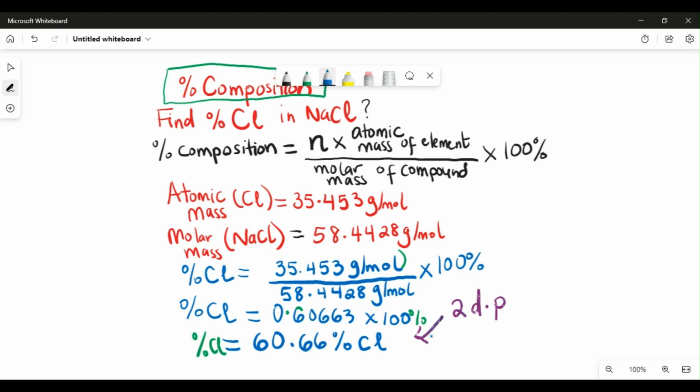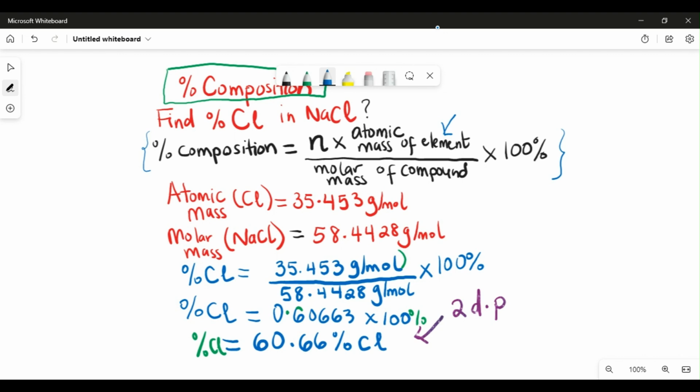So today we're going to be solving the percent composition of chlorine in the compound NaCl. The percent composition has to be done by first writing out the formula for percent composition. The general formula for percent composition is N, which is the number of atoms, times the atomic mass of the element of interest, which in this particular case, we're solving for the percent of chlorine.